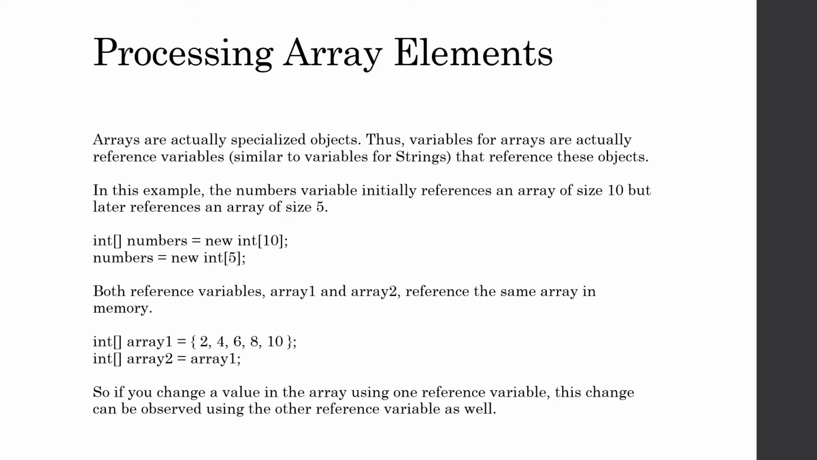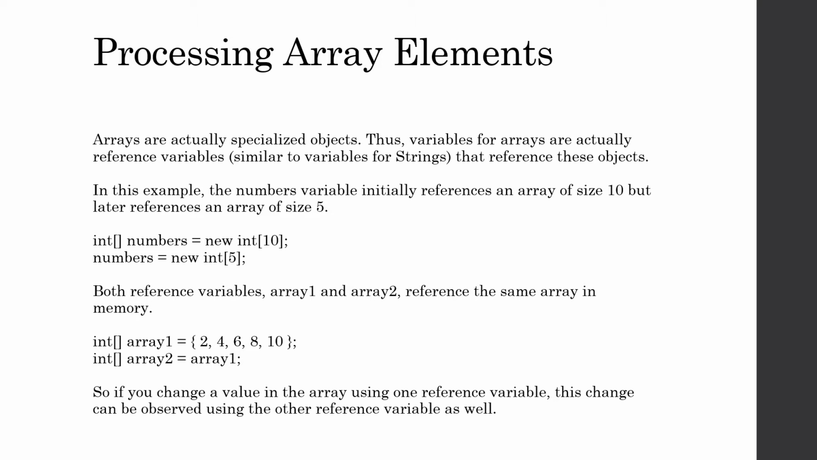So both reference variables, array 1 and array 2, in this next example, are going to reference the same array in memory. So you see right here we've got our int array called array 1. This is going to be equal to a newly initialized array with the values 2, 4, 6, 8, and 10. We then go ahead and create another array. So we're going to declare array 2, and we're going to say that this is equal to array 1.